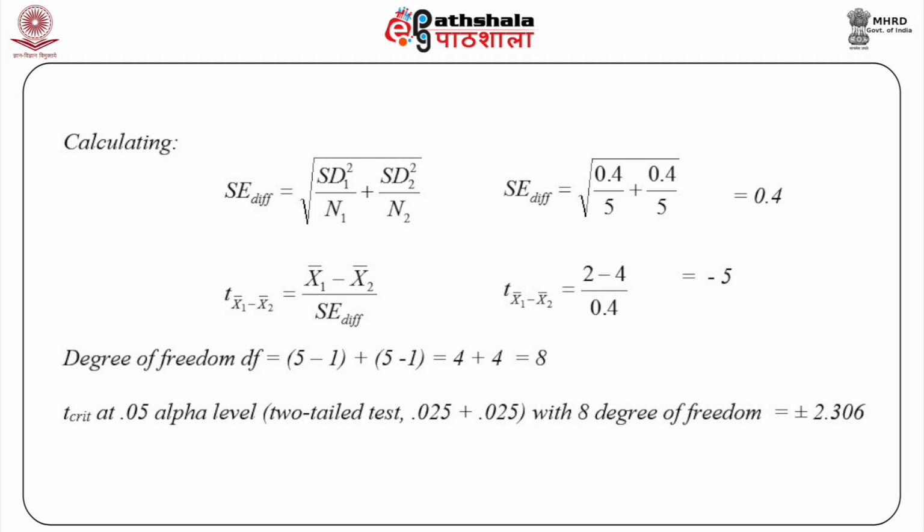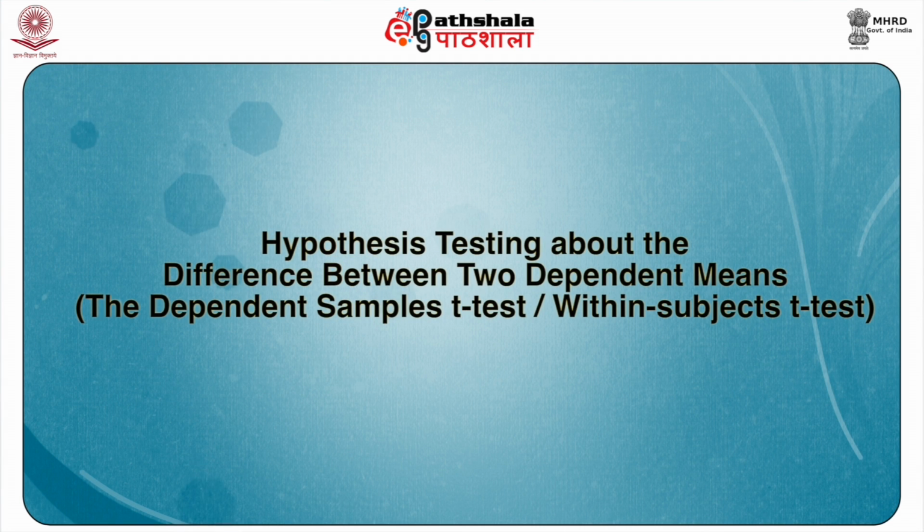The t critical at 0.05 alpha level for a two-tailed test with 8 degrees of freedom is found to be plus or minus 2.306. The conclusion is that the t-score observed from our data, that is minus 5, falls beyond the critical value of t obtained from the table. Thus, we reject the null hypothesis, as our obtained value is more than the critical value, and conclude that the children who play violent computer games are more aggressive than the children who do not play such games.